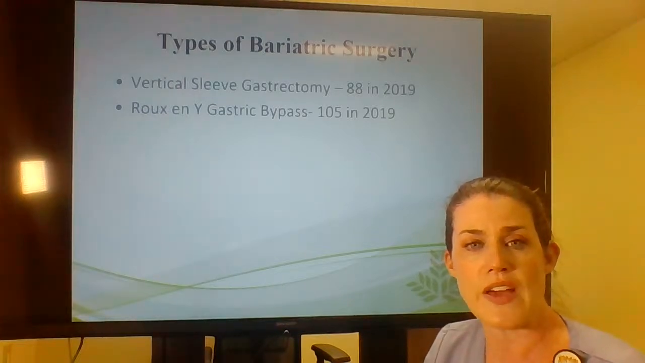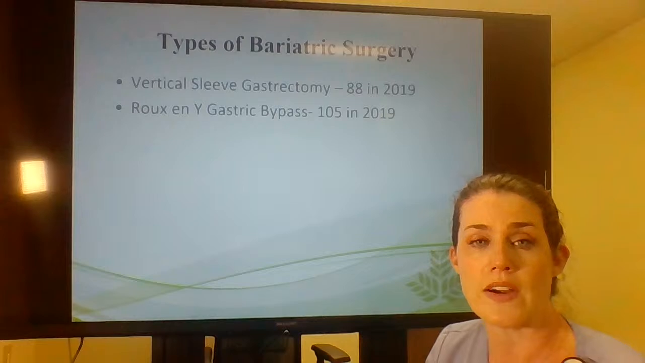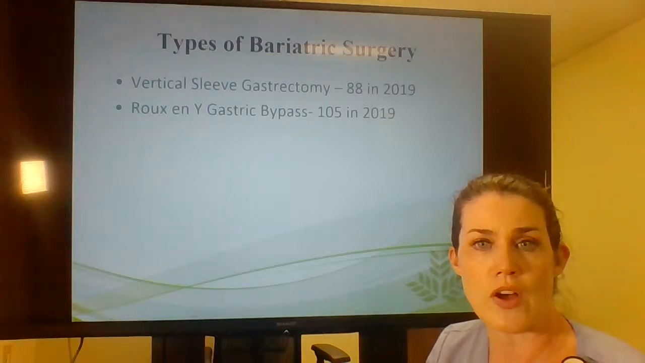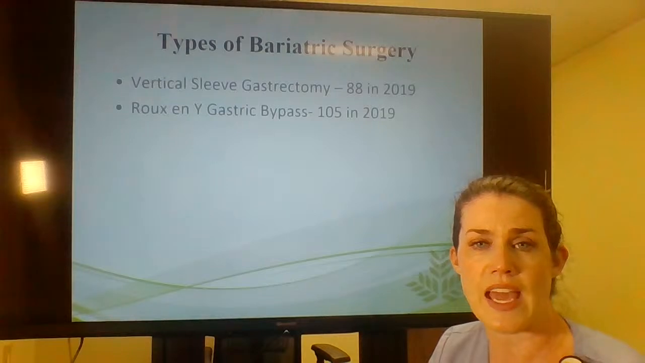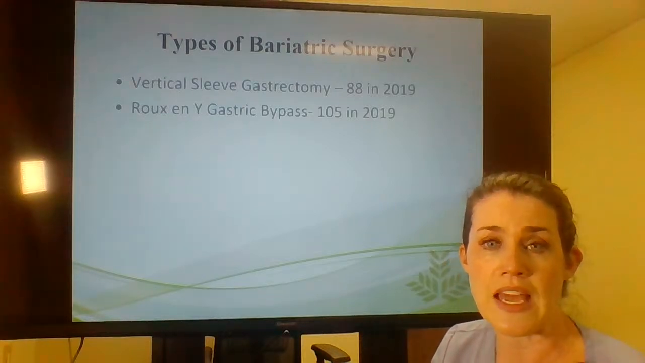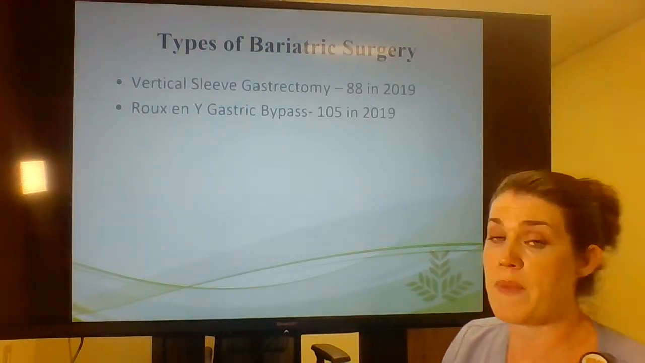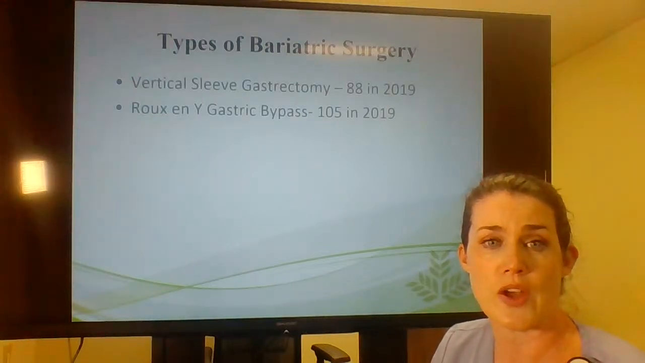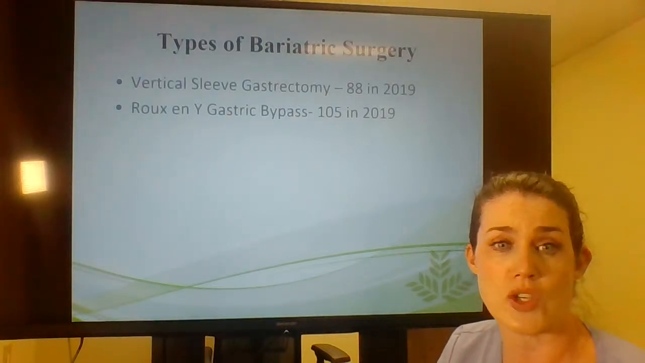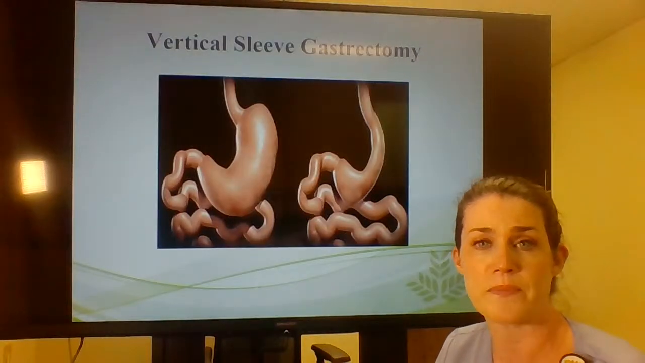Now, because we are a center of excellence, we are required to share our annual surgical volume with you. So in 2019, we had 88 patients that came to us for a sleeve gastrectomy. We had 105 patients that had the Roux-en-Y gastric bypass. We had another 50 or so patients that had other procedures that are not covered in this lecture.